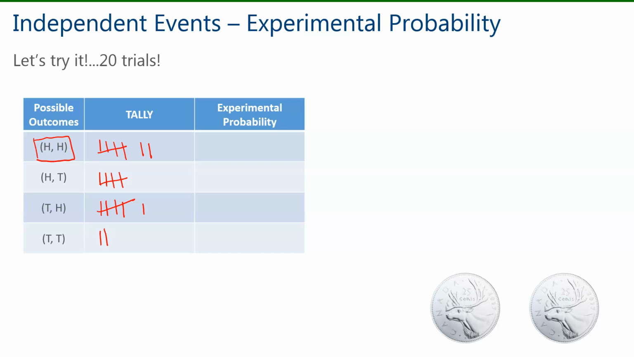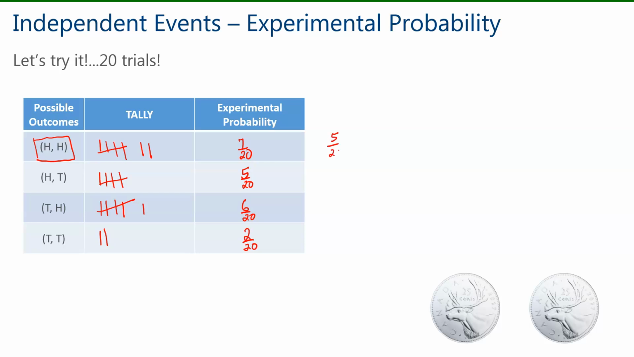And we have 20 trials complete. Let's figure out the experimental probabilities here now. Each of these would be out of 20 because we have 20 trials. We're going to write these experimental probabilities as fractions. For heads and heads, we have 7. For heads and tails, 5. Tails and heads, 6. And 2 tails, 2.